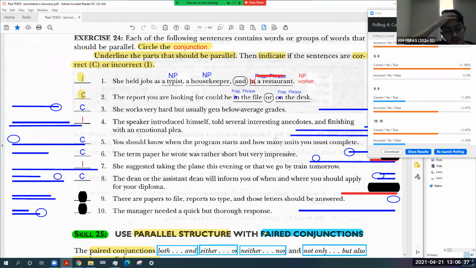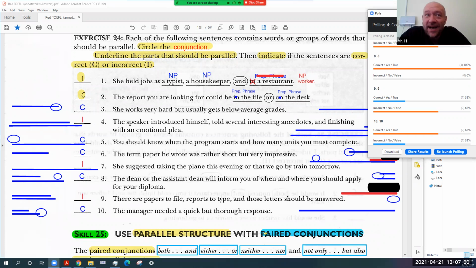Number 9? What do you think? Incorrect. You think it's incorrect? Are you sure? You want to change your answer? Incorrect. Last one, number 10. Incorrect? Yeah, I got it incorrect. Oh, he's very brave. Okay. It is a correct sentence.